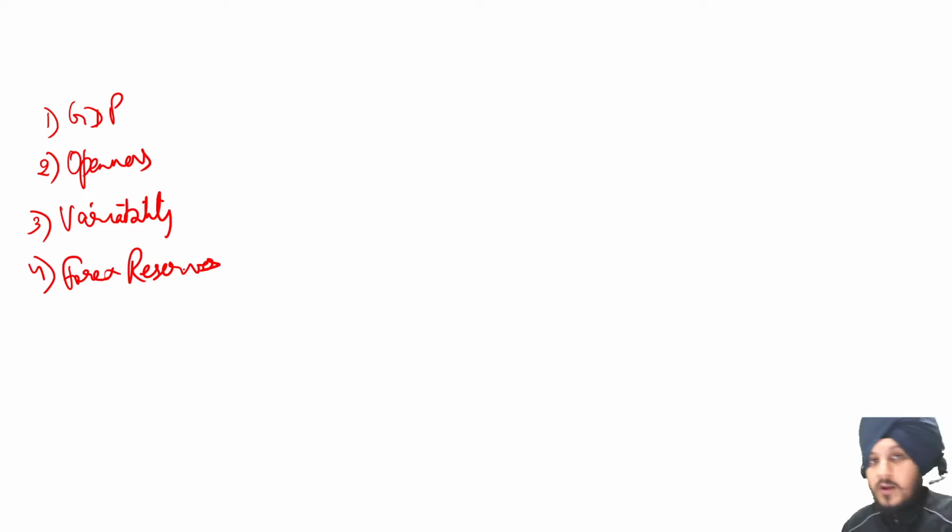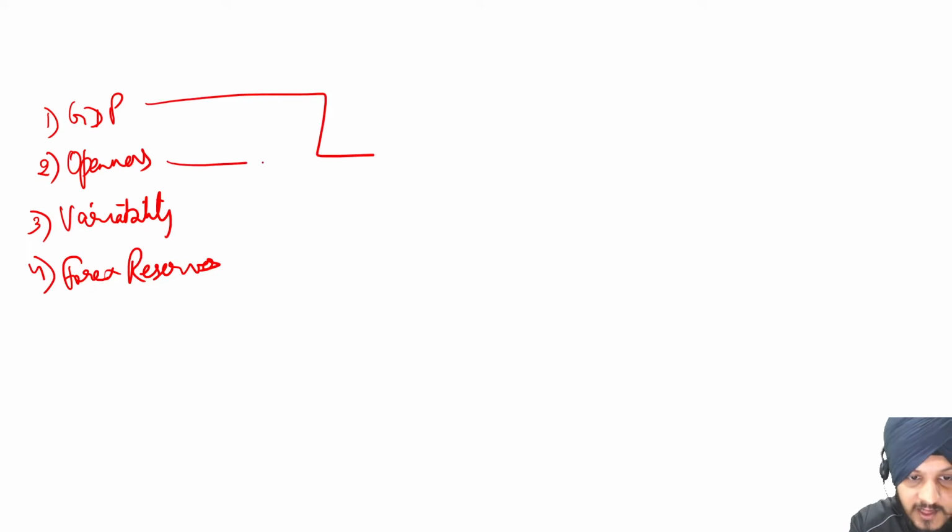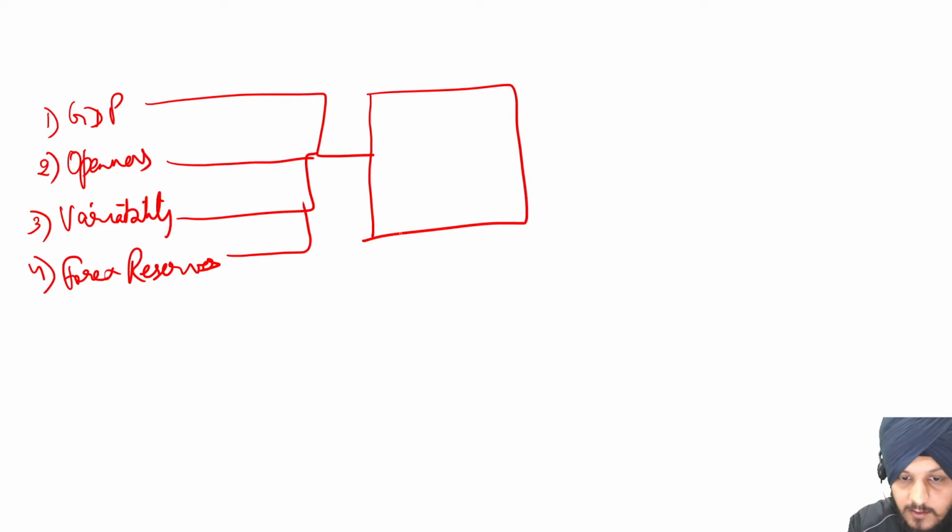Now, if the country has a higher quota, then it will have to contribute higher financial resources, and if the country has a lower quota, then it will have to contribute lower resources. And this quota determines three things. We are going to understand what is the significance of this quota, but let us first draw this diagram. So on the basis of these four factors, a certain quota is allocated to a country. Now this quota determines three things.